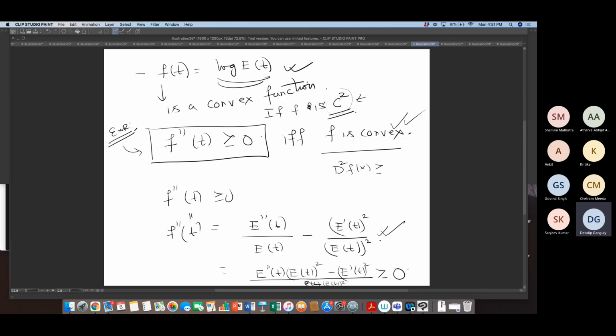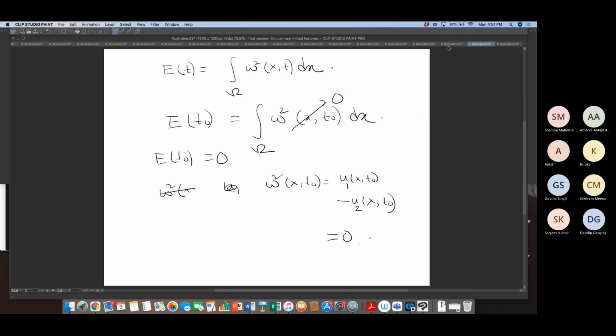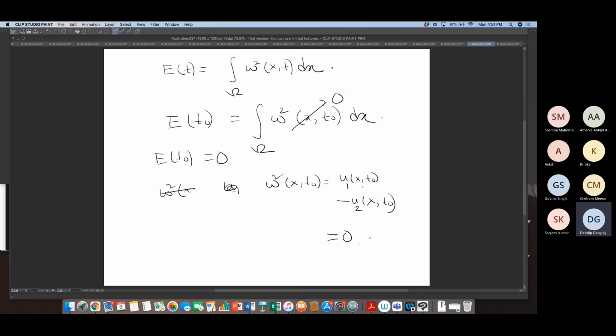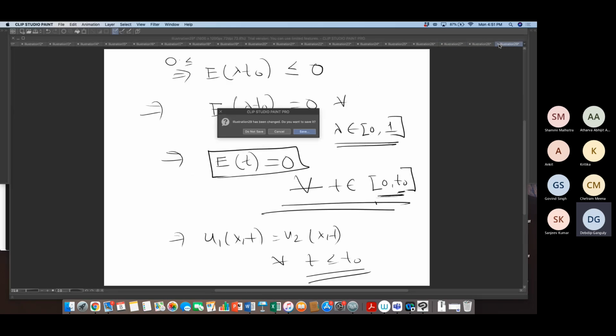And once it is a log convex function, you just apply the definition of log convex function. Once you have done with the log convex function, it's not difficult, but you have to be careful. Okay, I think that's all.